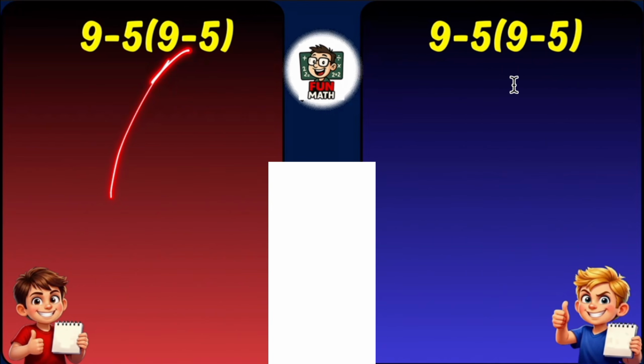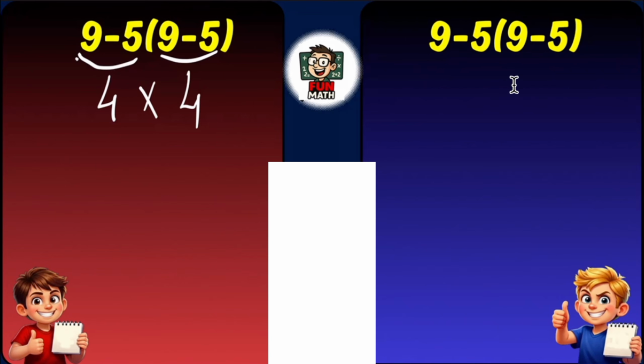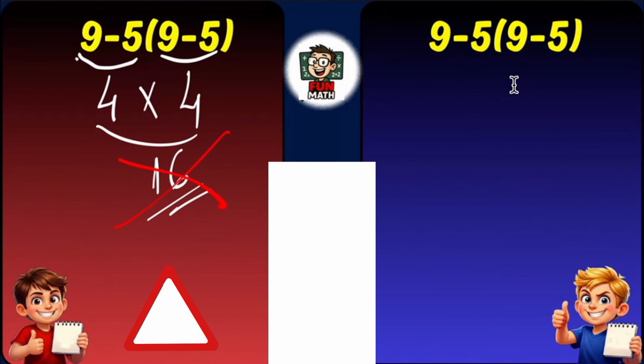Let's start with the first solution. 9 minus 5 equals 4. Multiplication. 4 times 4 equals 16. If you solve the problem this way, you made a mistake.